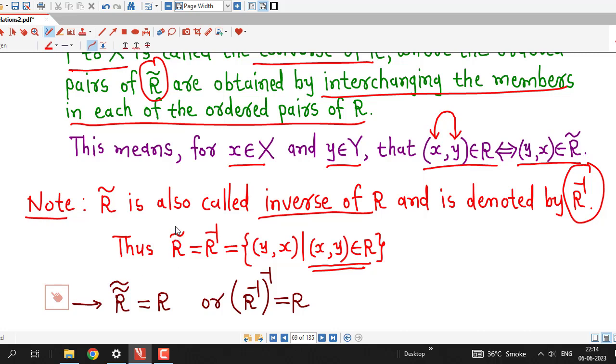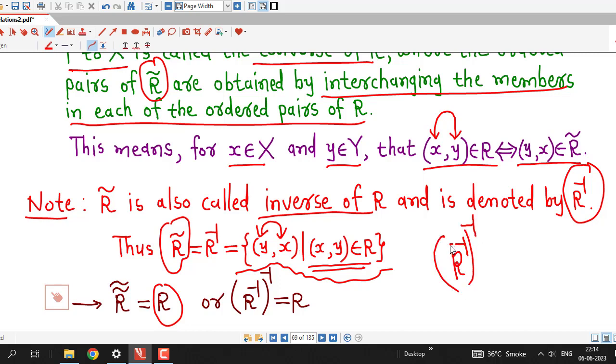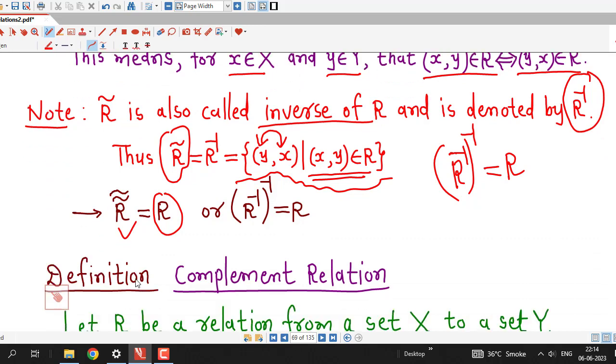And if we are taking the converse of a converse of a relation, then we will obtain our relation back. If I am taking the converse of this relation, then again I have to interchange these two members and I will obtain the original relation. So we have this property: the converse of a converse of relation R is equal to relation R itself, or in this notation also.